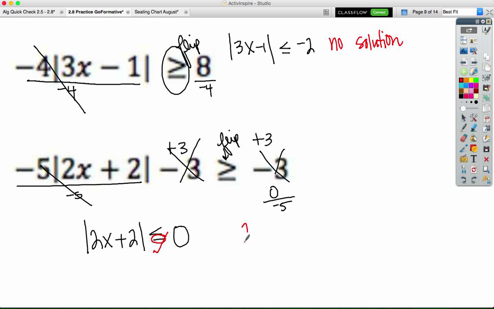So we're going to figure out, by setting equal to 0, what's the one number that will make this thing result in a 0. So we're going to subtract 2 from both sides. We have 2x equals negative 2.